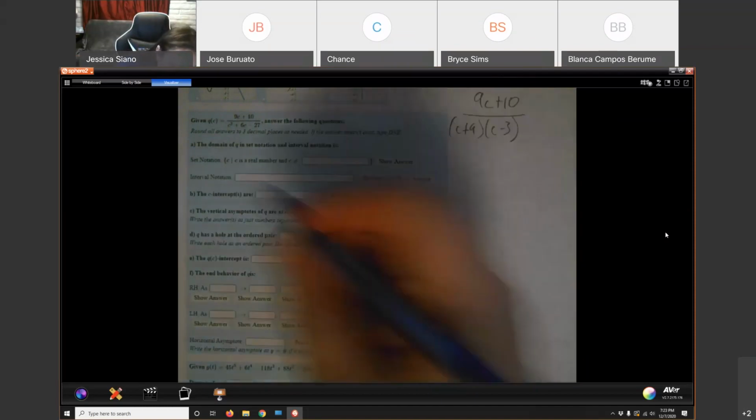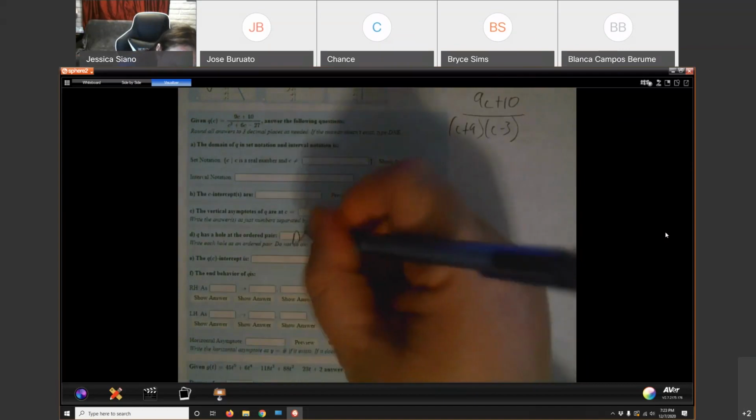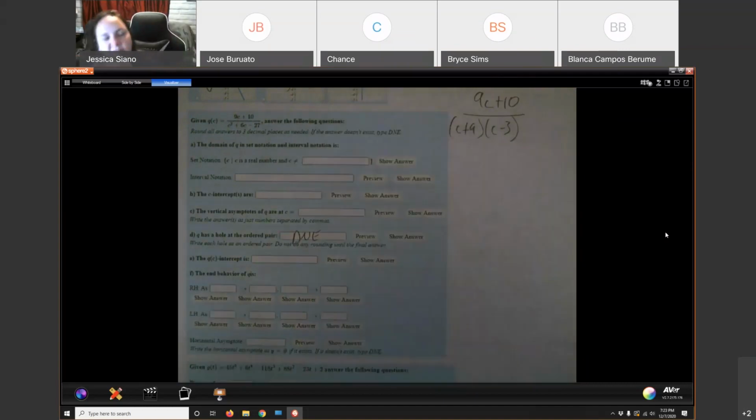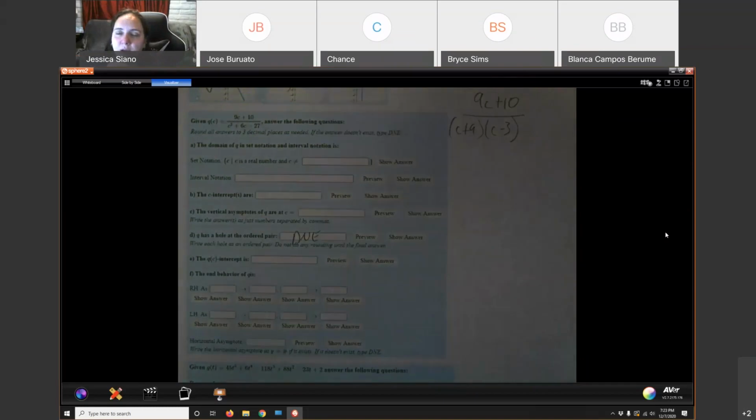So right here under holes, I'm going to put D.N.E. Now, if I would have had a hole, I would have set that canceled factor equal to 0 to get the x value of the hole. And then I would have taken that x value and plugged it back into my reduced function to get the y value of the hole. Okay.